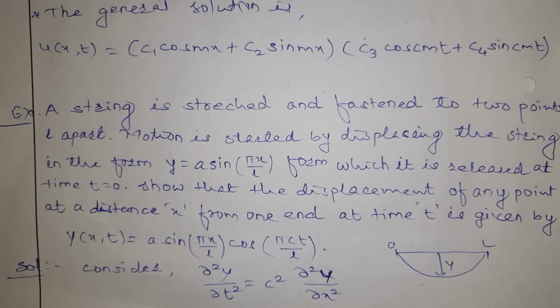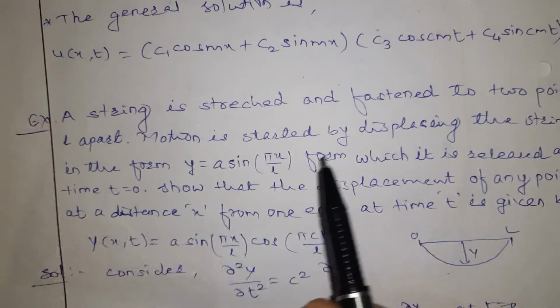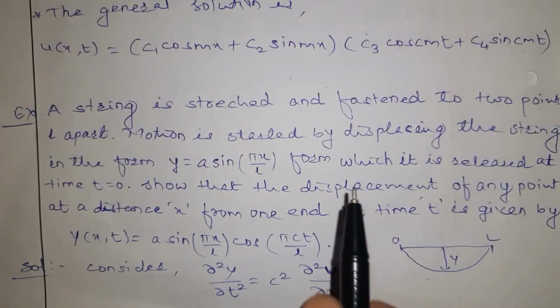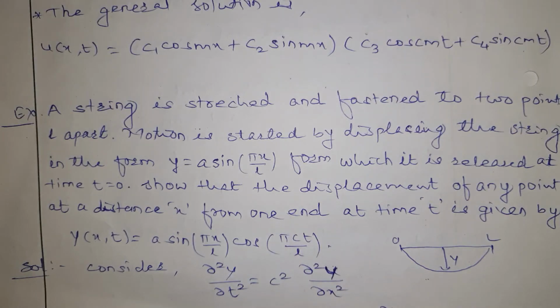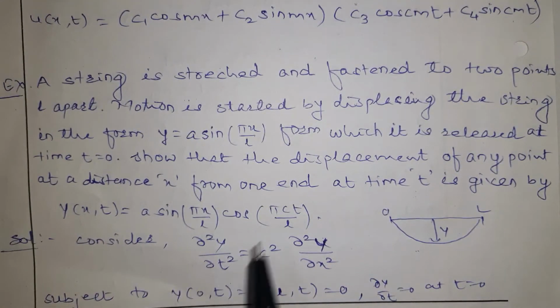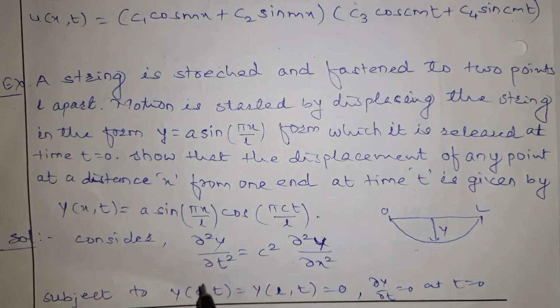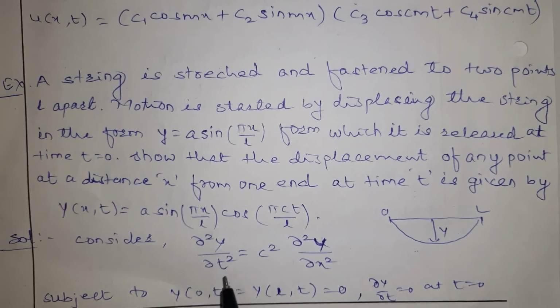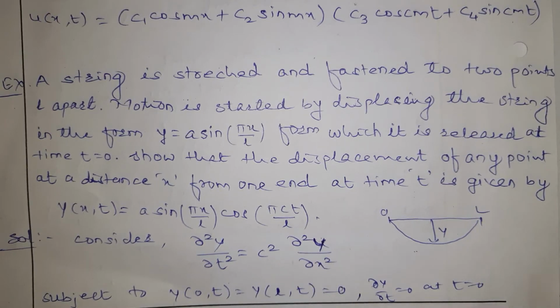We will see it. See carefully what is given first. Here string is given and motion is there, so we need the wave equation. Here y notation is given, so we write the wave equation in terms of y. So dou square y by dou t square is equal to c square dou square y by dou x square.